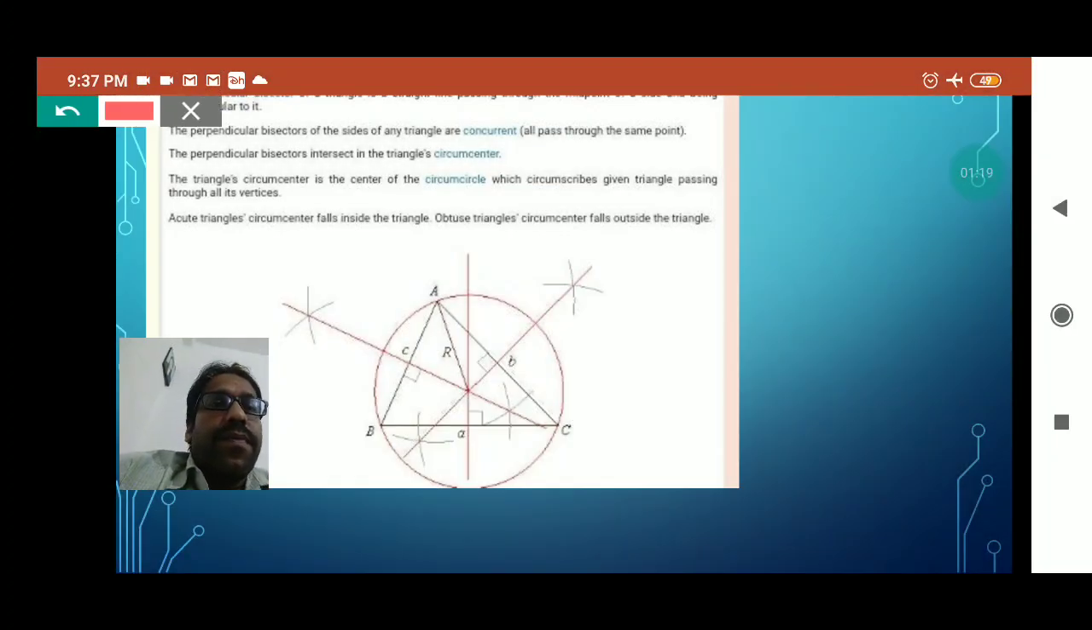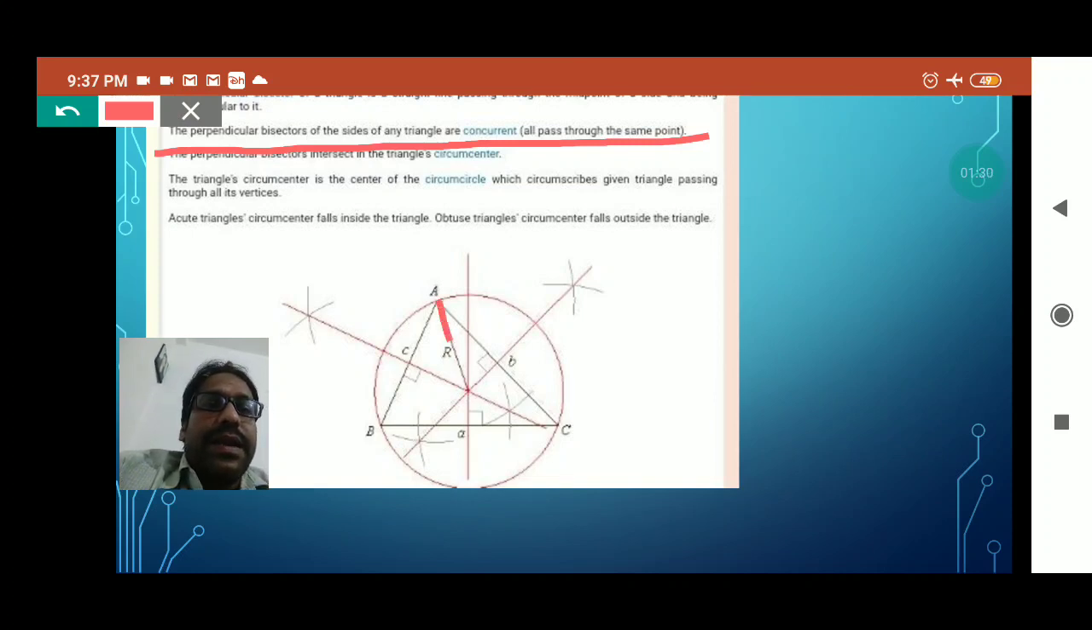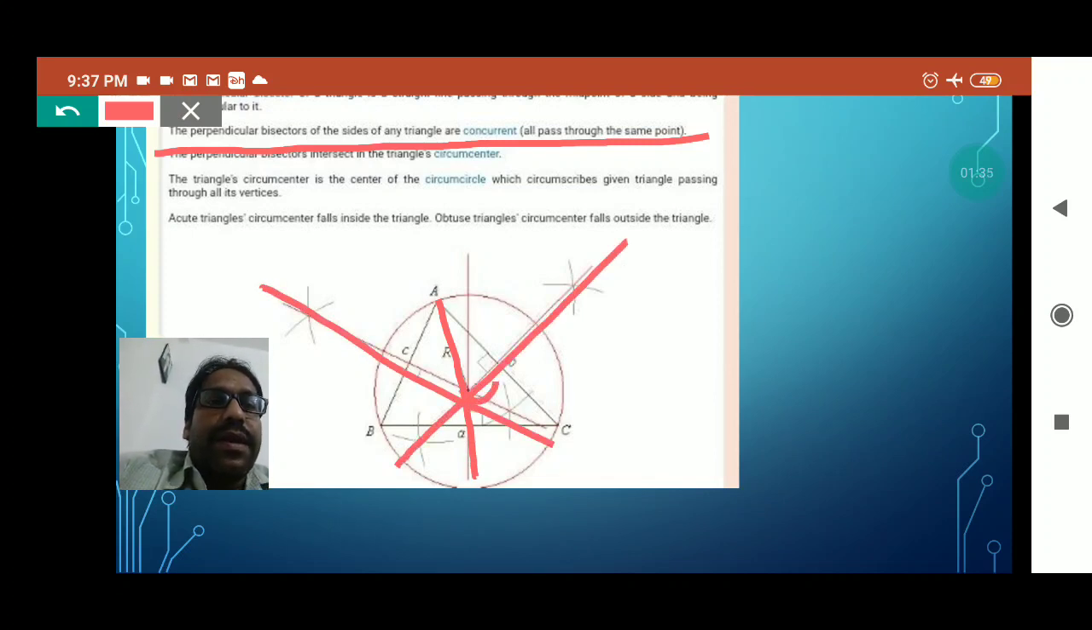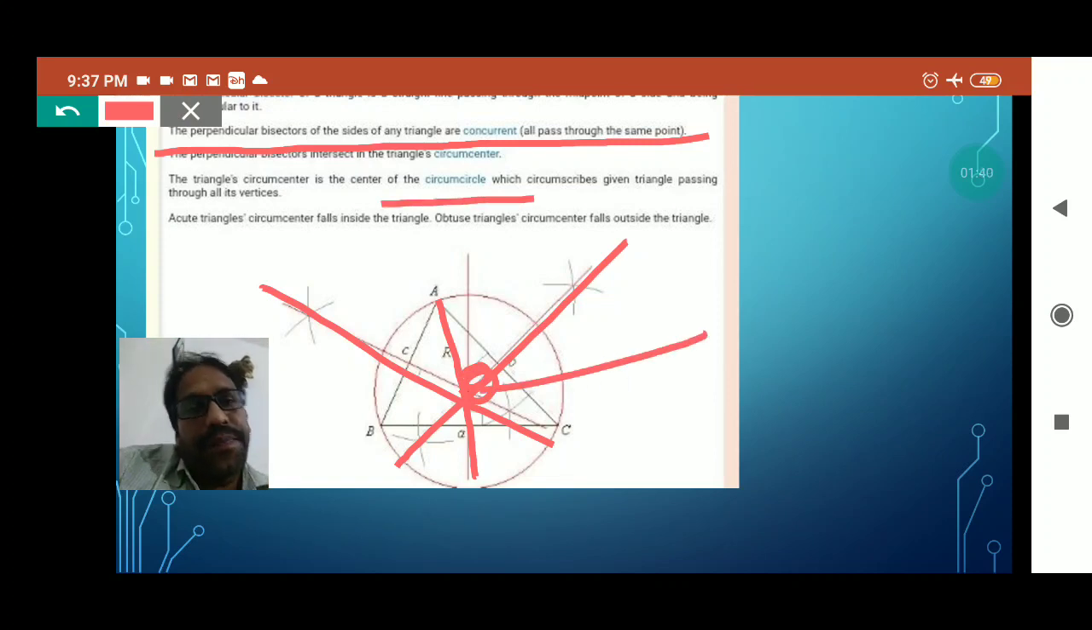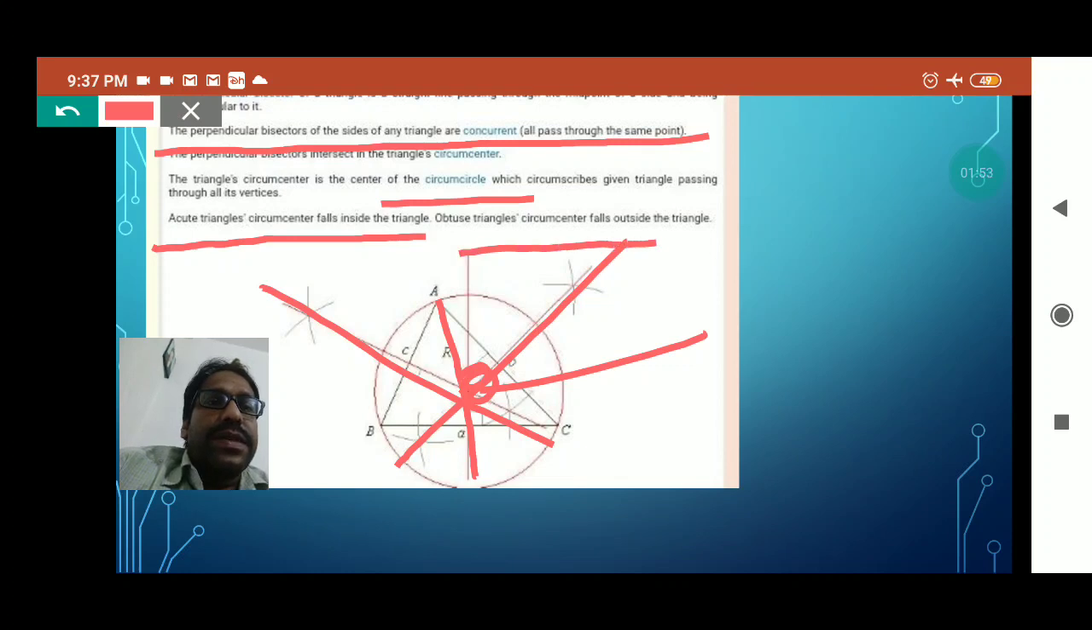The perpendicular bisectors of all the sides of a triangle are concurrent, that means they all pass through the same point. That point is called the circumcenter. When all the perpendicular bisectors of the sides pass through a point, that point is called the circumcenter. In an acute triangle, the circumcenter falls inside the triangle. In an obtuse triangle, the circumcenter falls outside the triangle. Okay, you have to remember all these things nicely.